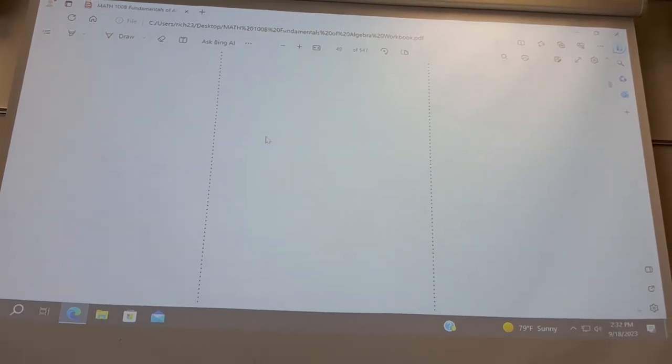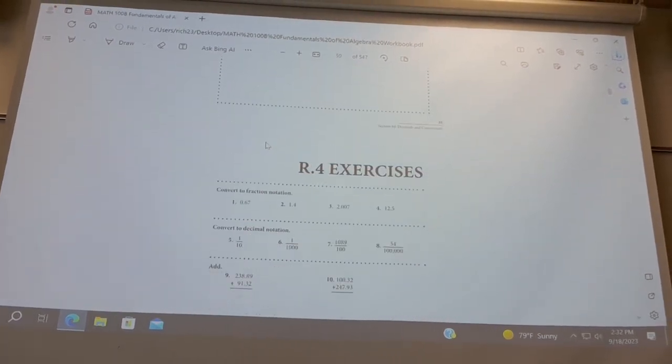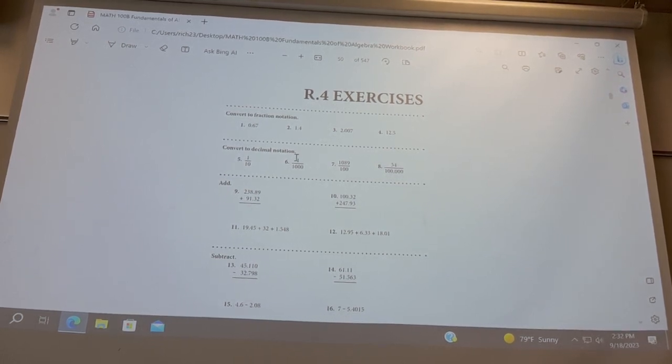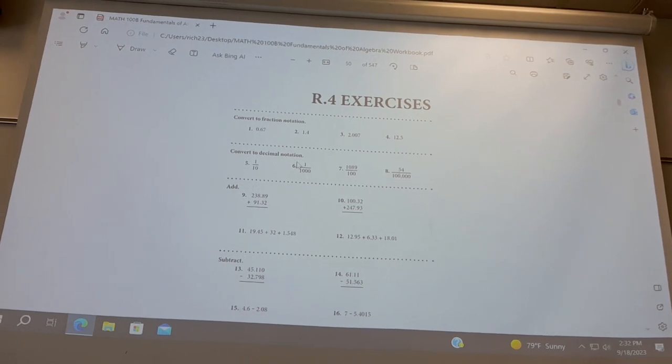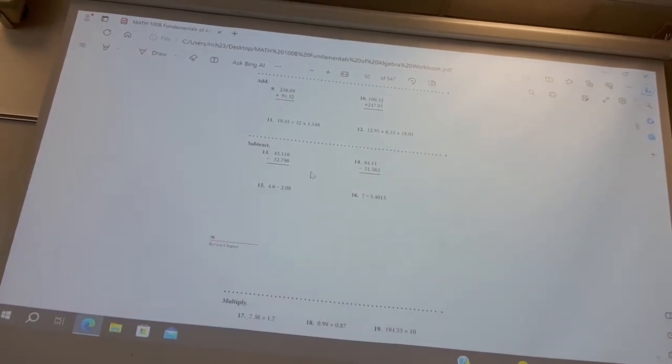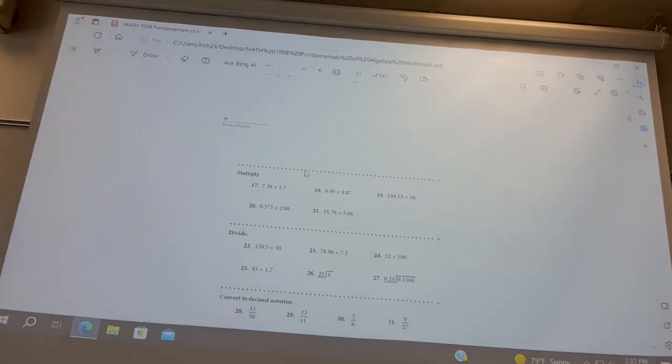Okay, that is the end of this section. You see, it's easy. We're going to do another section, but before we do, I want to talk about your homework. So let's look at this. In numbers 1 through 8, we're doing conversions, just like we learned. But notice that from 9 on, we're adding, subtracting, multiplying, dividing decimals.